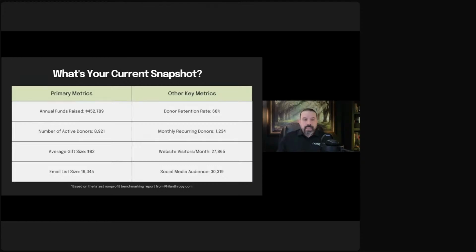All right, so let's talk about the current snapshot. And this is something that the workbook is going to take you through. It's going to take you through creating where you are today and then where you want to be. And I want to give you some philanthropy.com basic metrics here. This is going to give you some averages across the country so that you get a good idea of what other nonprofits are doing. If you're doing less than this, it's okay. If you're doing more than this, congratulations.